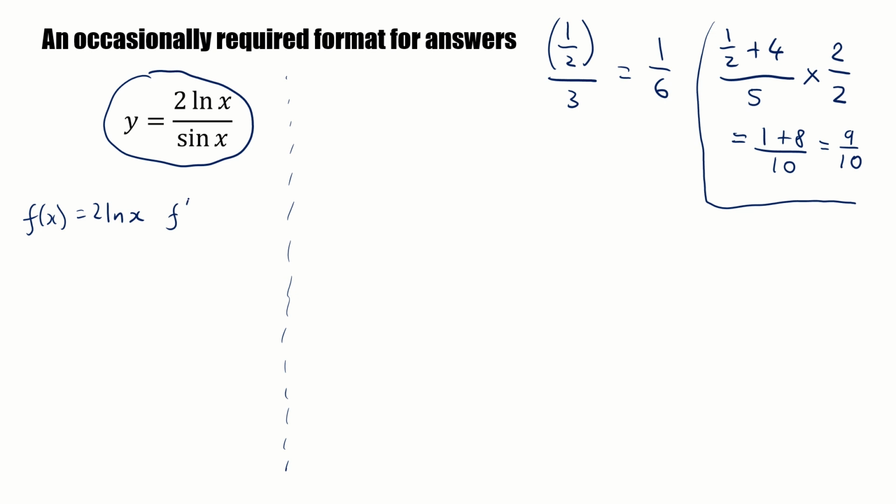So 2 ln of x differentiates to 2 lots of x to the power minus 1. And then we also identify a g of x, which is sine of x. Question doesn't say, but we're going to assume it's in radians, because then that allows us to differentiate sine of x to get cos of x. I'm assuming you know that sine of x differentiates to cos of x. If you don't, there we go, fact of the day.